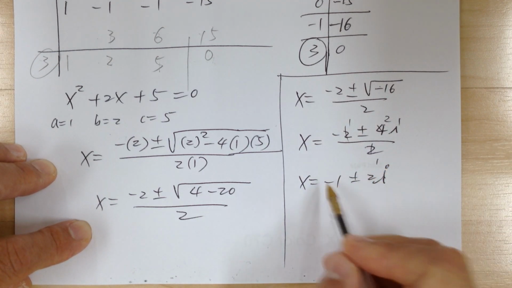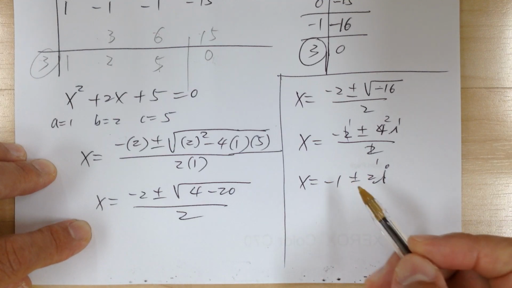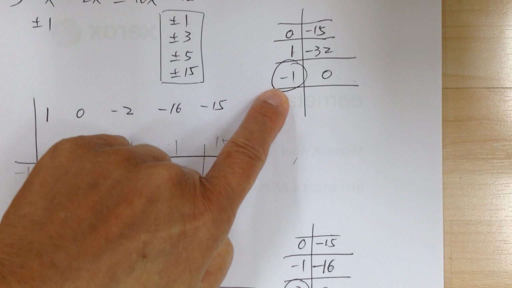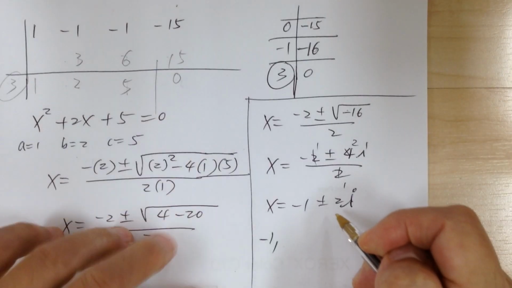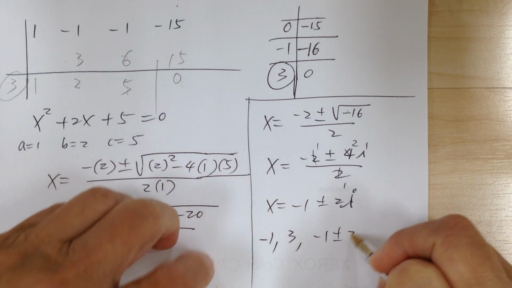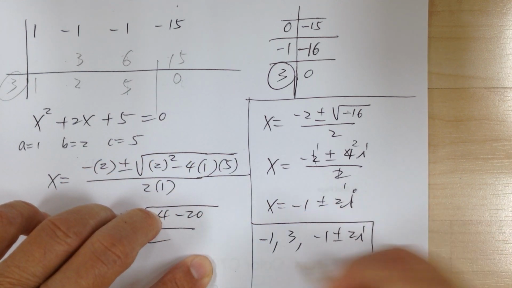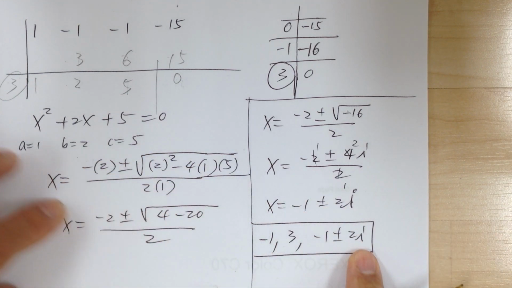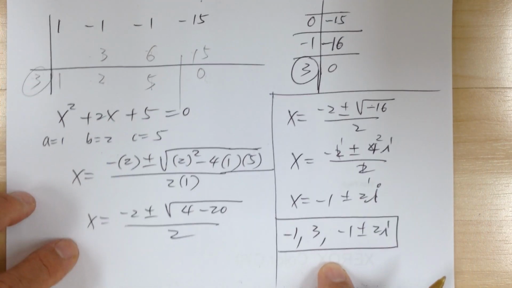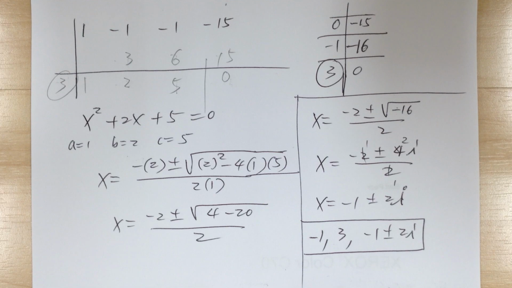Okay, so now you can put all your answers together. Your answer would be negative 1 from here, and you're going to get 3 from here, and negative 1 plus or minus 2i from here. So those are 4 answers. Again, this is the 4th power, so you're going to get 4 answers.